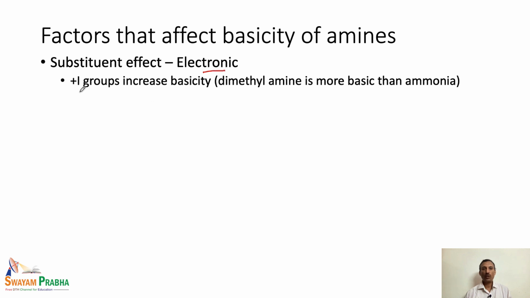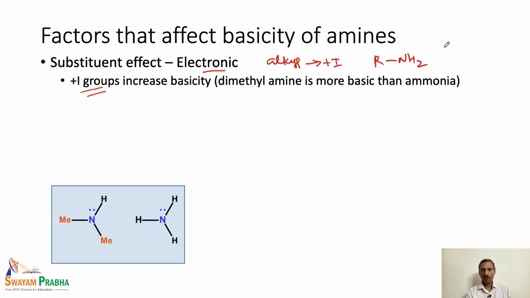Let us look at the plus I group, because we are talking about alkyl amines. When we talk about alkyl amines, the alkyl groups actually have the plus I effect. So, this is the normal structure of the primary amine. Here we have the secondary amine, so we have one hydrogen. And with 3 hydrogens, this is nothing but the ammonia molecule.